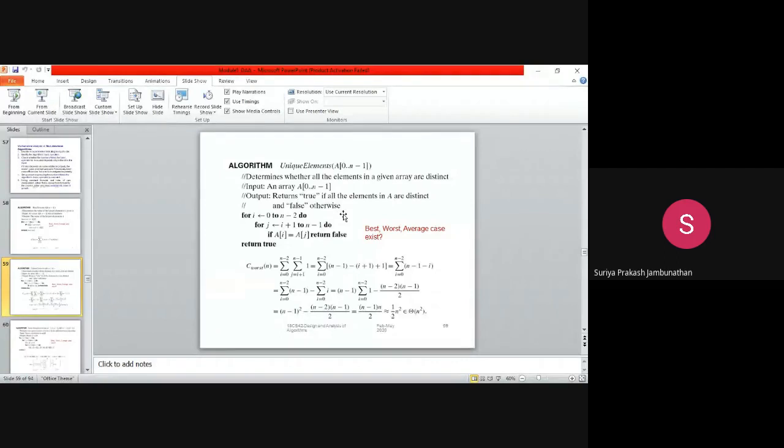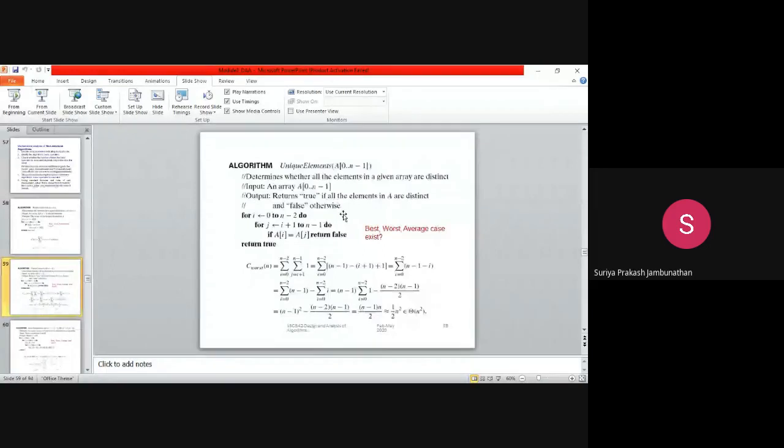N minus 1 means what? It will execute until 4, because n value is 5. So 5 minus 1 is 4. So J tends to I plus 1, so it will start from 1 to 4. So that is the iteration of the second for loop.